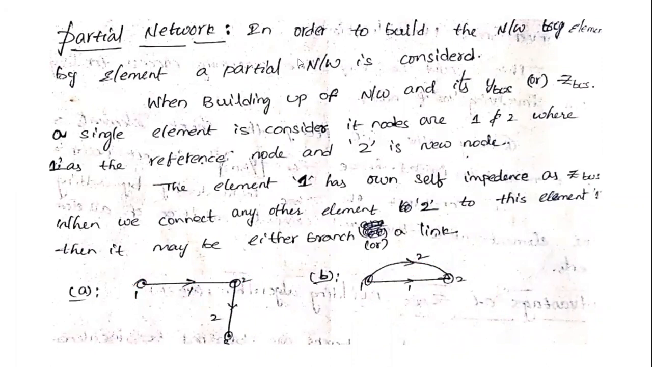In these partial networks we add element by element and then form the network. These dark lines indicate the elements and these are the nodes. The dotted points are the nodes and the dark lines are the elements.